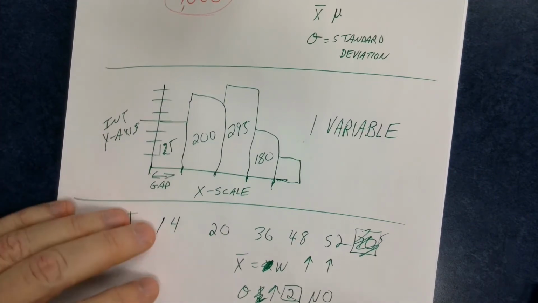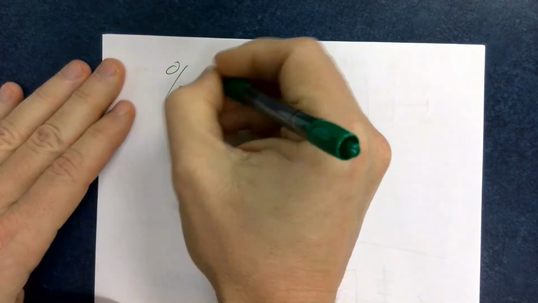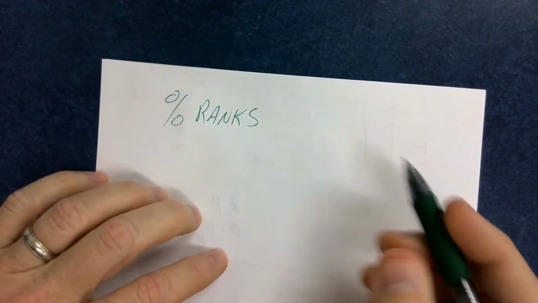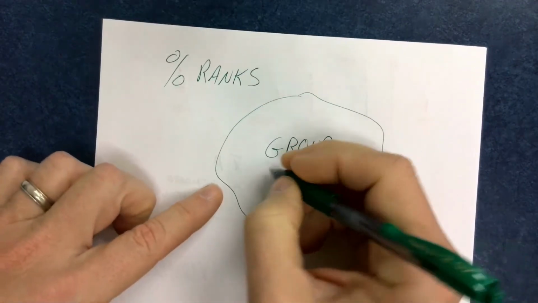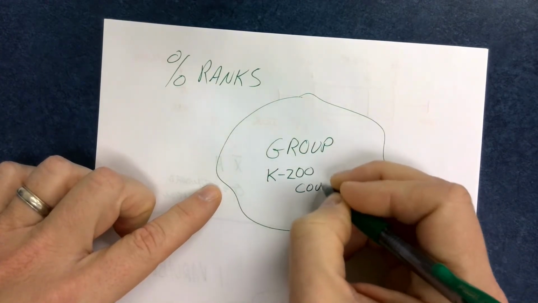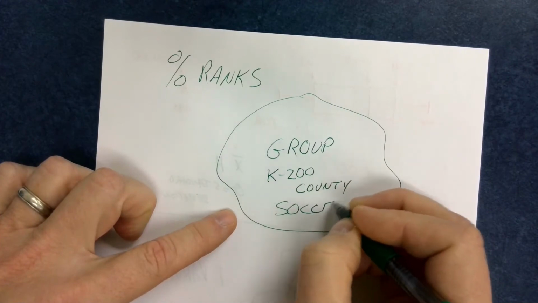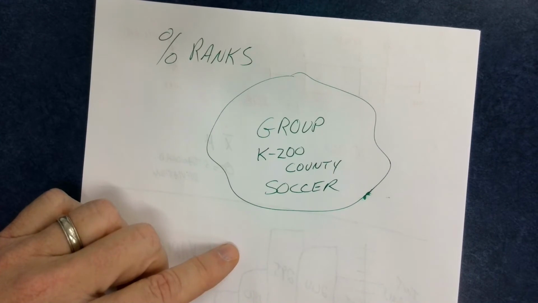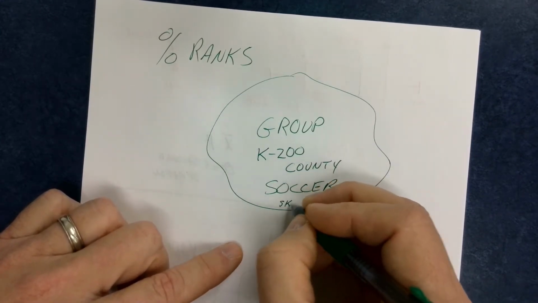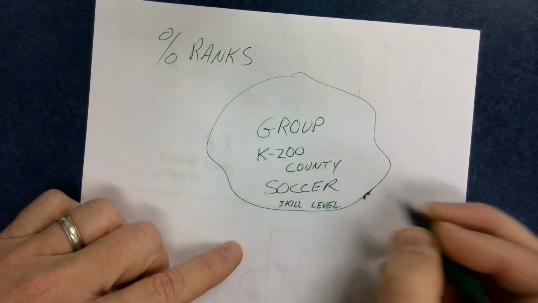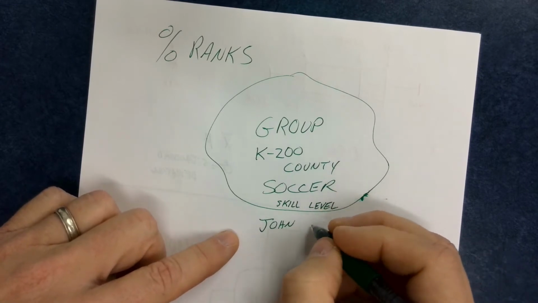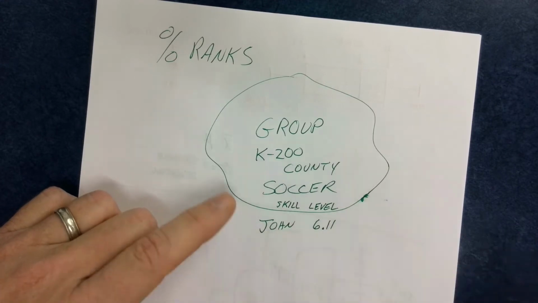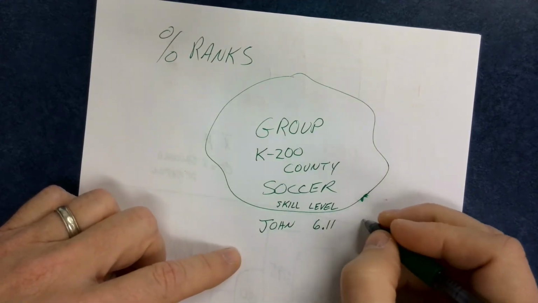Okay, so there's a bunch of questions like that. I talked about today about percentile ranks, and we know that a percentile rank measures, like say that we had a whole group of people here. Maybe it was everybody in Kalamazoo County that plays soccer. Good deal. And we were looking at their skill level for soccer. Okay, and John has a skill level rank of 6.11 for whatever we're going to call this, and he is in the 50th percentile.